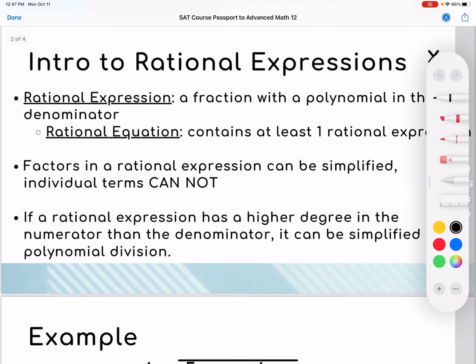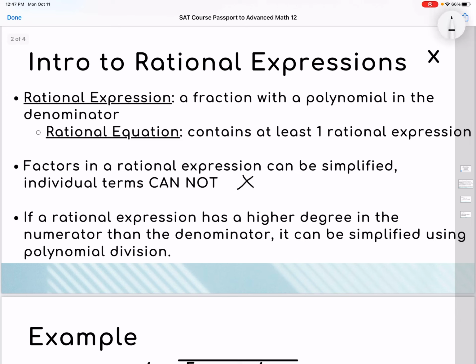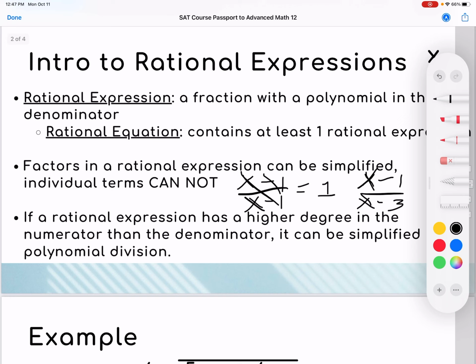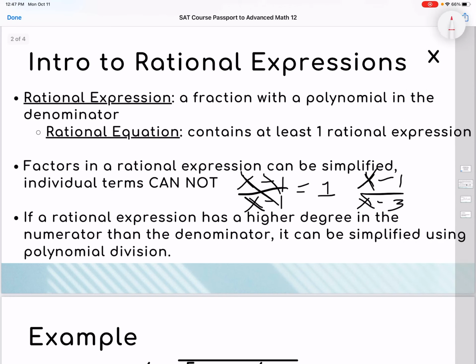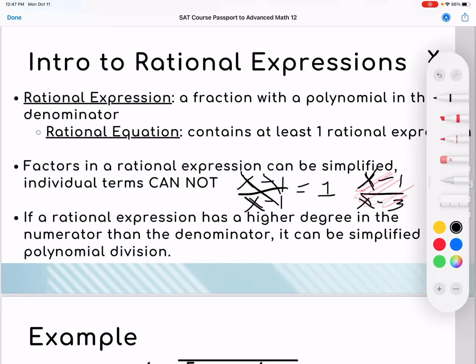What that means, I'll show you an example here. If you had two of the same factor, let's say x minus 1 over x minus 1, those could simplify, and that's equal to 1. It would just simplify out like that. However, if you had x minus 1 over x minus 3, and you said, oh, it's x over x, and those can simplify, no, that cannot happen. Because entire factors can be simplified, but individual terms cannot be. So that is not an example of what we can do to simplify a rational expression.